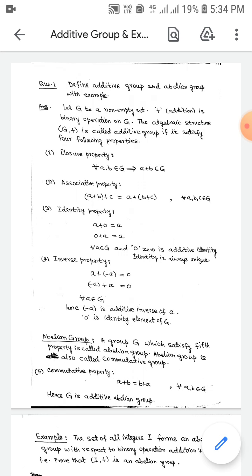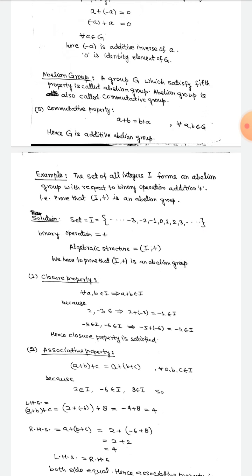Now in my PDF below we see the abelian group. The abelian group is defined as a group that satisfies the 5th property. A set that satisfies 5 properties is called an abelian group, or a group that satisfies the commutative property is called an abelian group. Abelian group is named after the mathematician Abel. The commutative property is A plus B equals B plus A.